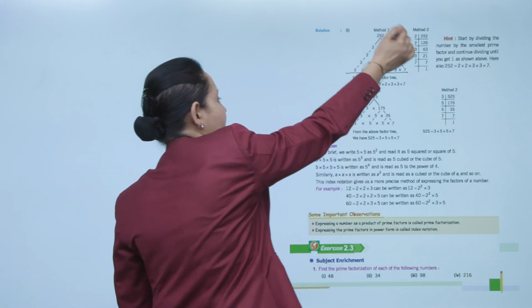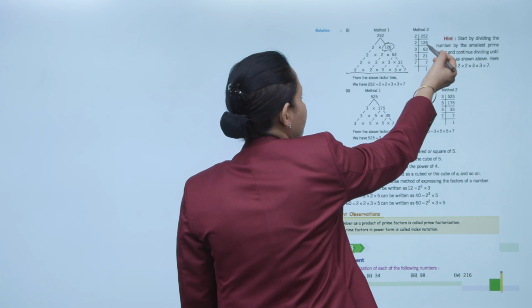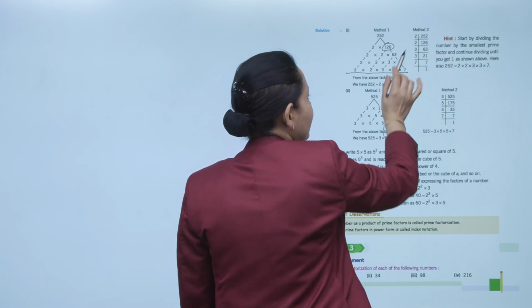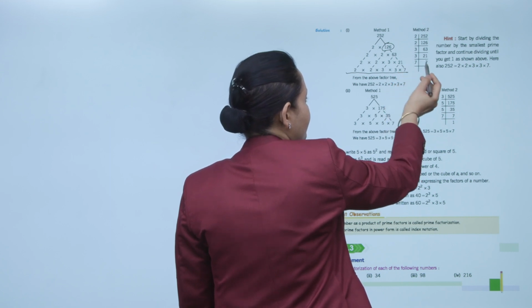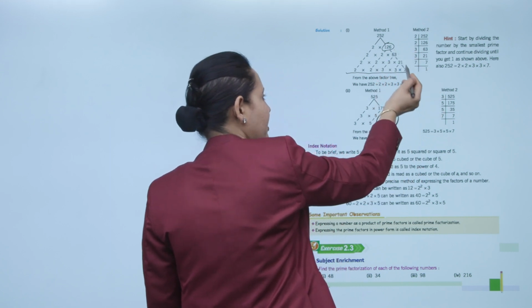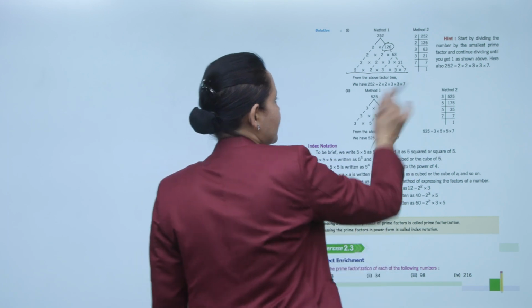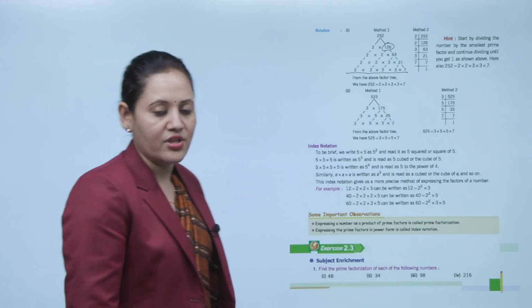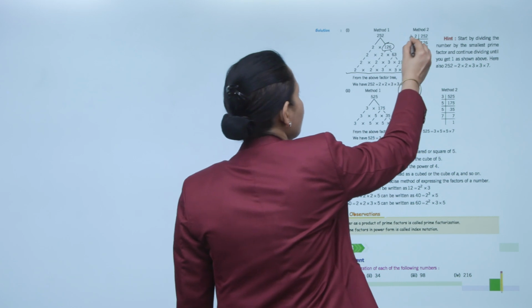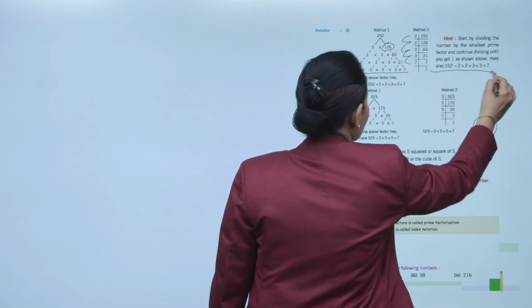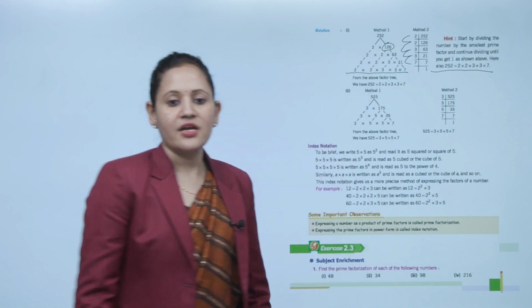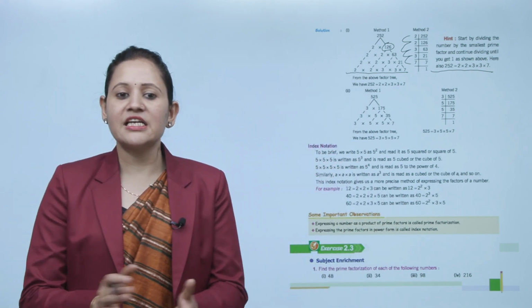Another method, the division method. Divide by 2, we get 126, again by 2 we get 63, by 3 we get 21, then again we'll divide by 3. So we'll get 7. 7 is a prime number, so we'll divide by 7 and at last we get 1. Till here we'll do division. So 2 into 2 into 3 into 3 into 7 is the prime factorization of 252. Clear? Next is index notation.